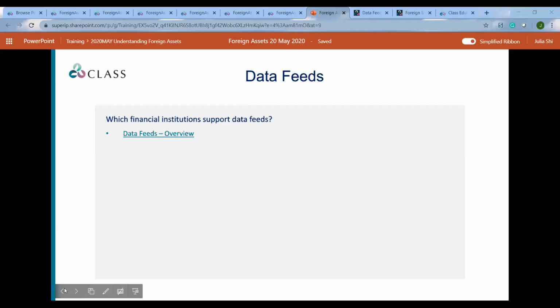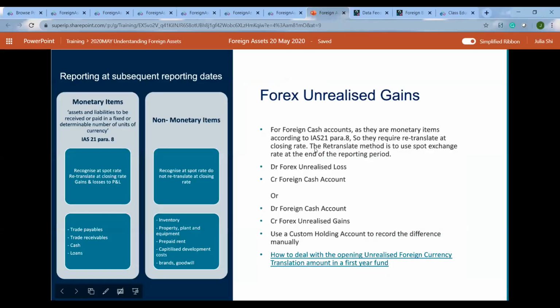Here we go. So going back to our slides, next, I'm going to explain the Forex gains or losses. So there are two types of Forex gains and losses in Class. One is the Forex unrealized gains. The other one is Forex realized gains.